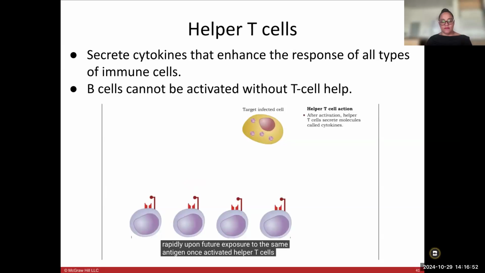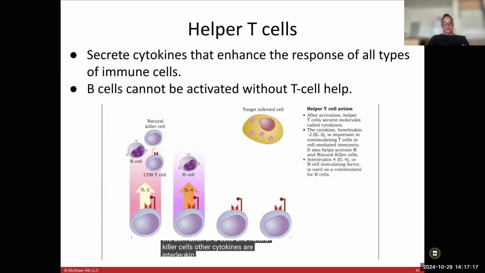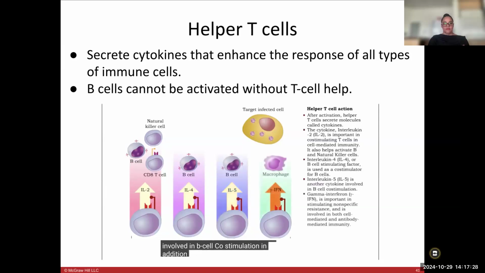Once activated, helper T cells secrete cytokines. One cytokine is interleukin-2, which is important in most immune responses. It is also known as T cell growth factor, since it acts as a co-stimulator for T cells. It also enhances the activation of B cells and natural killer cells. Other cytokines are interleukin-4, or B cell stimulating factor, and interleukin-5, which is also involved in B cell co-stimulation. In addition, helper T cells can secrete gamma interferon, which stimulates phagocytosis and nonspecific resistance. Gamma interferon is involved in both cell-mediated and antibody-mediated immunity.